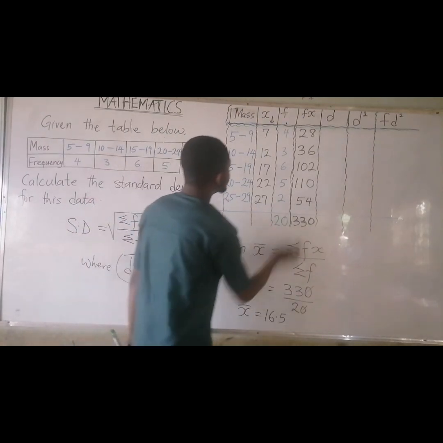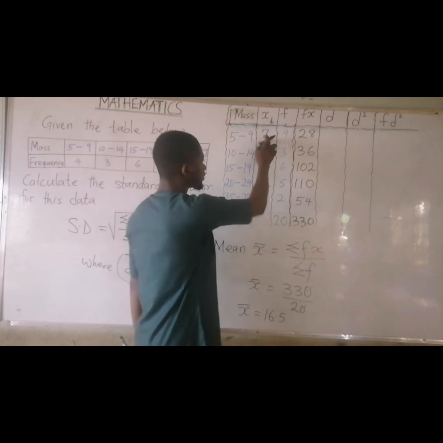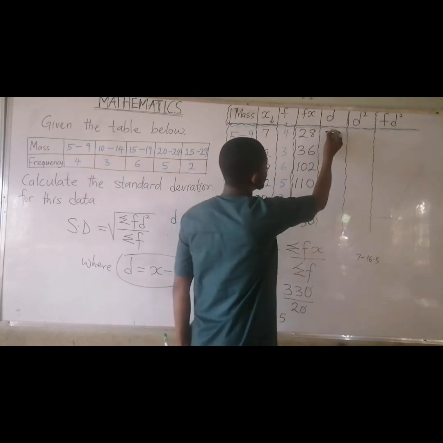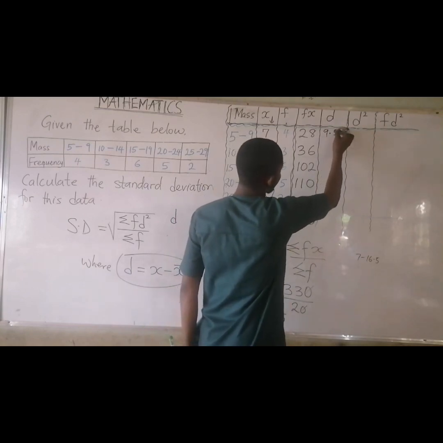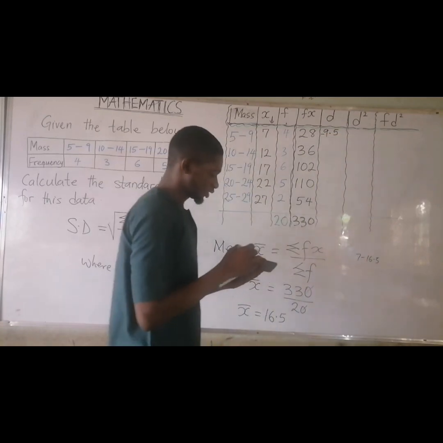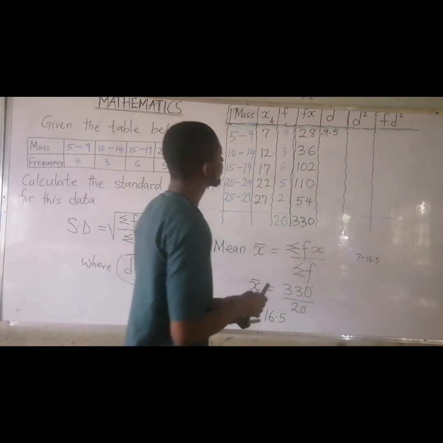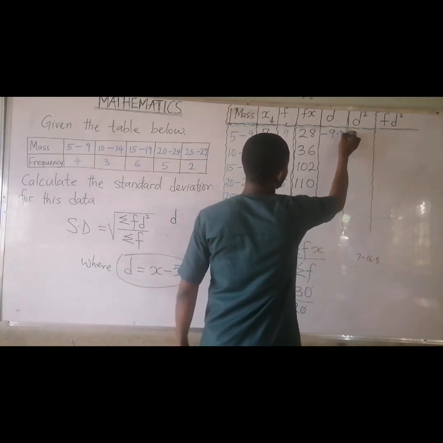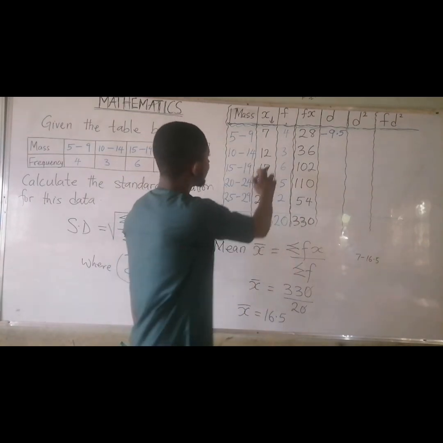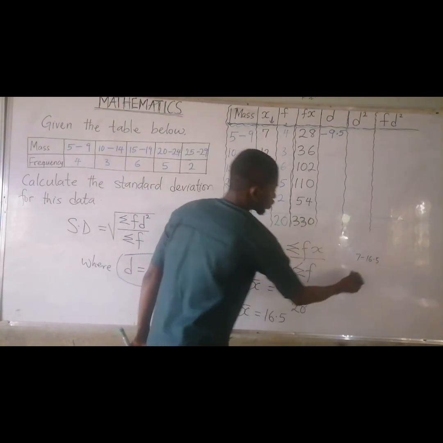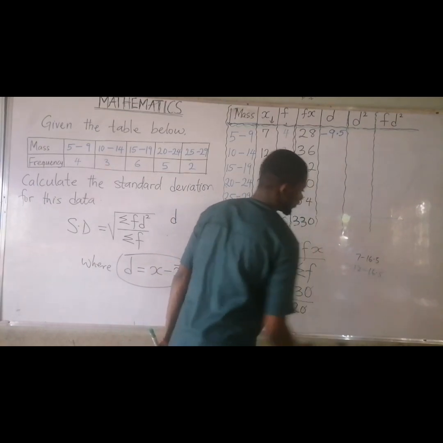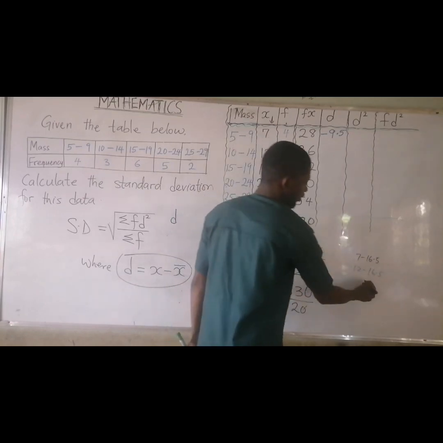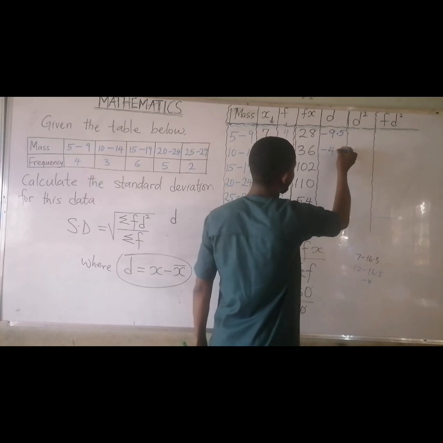So to do that here, subtract 16.5 from 7. That is 7 minus 16.5. That gives us negative 9.5, right? It's going to take the negative sign, 9.5. So let me use my d as minus 9.5. Then the next thing, for 12, when you subtract, that is 12 minus 16.5. That will give you minus 4.5.